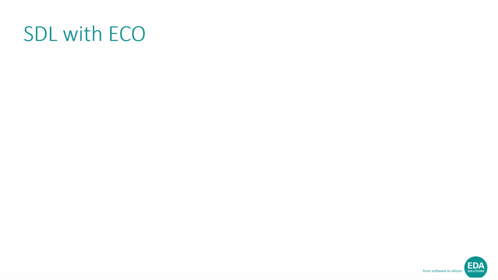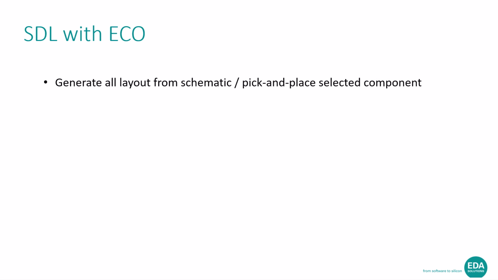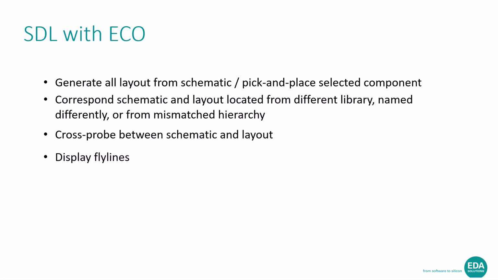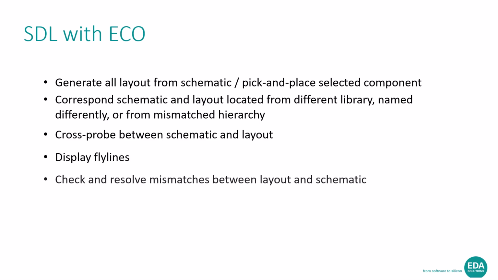The new SDL with ECO feature allows users to either generate the entire layout or perform pick and place of selected components. It supports cases where the schematic and layout are located in different libraries, named differently, or have mismatched hierarchy. It also enables cross-probing between schematic and layout, displays fly lines, and helps identify and resolve mismatches between them.